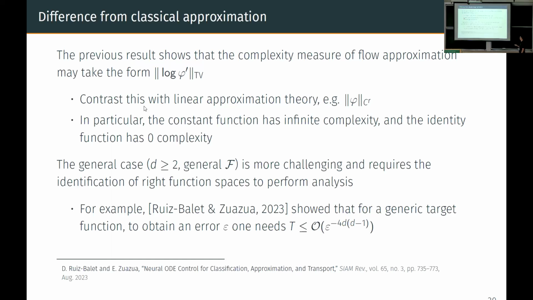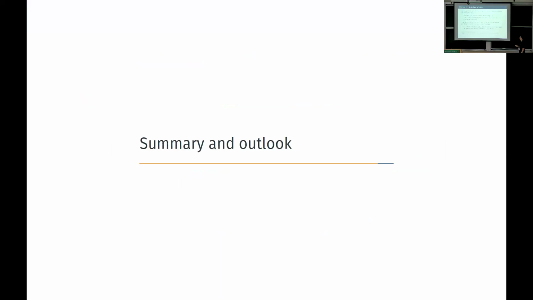So for example, some known results show that if you have a generic target function, and when I say generic, I mean you still use a Lipschitz class or C1, then your rate in depth will scale badly with dimension. So in other words, as dimension increases, you need a very, very long deep network, which is not quite what we observe in practice. So really, the identification of function space is very important.